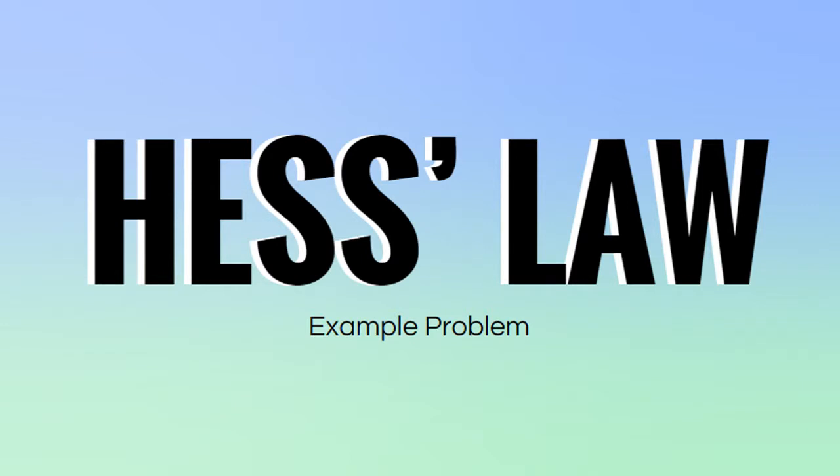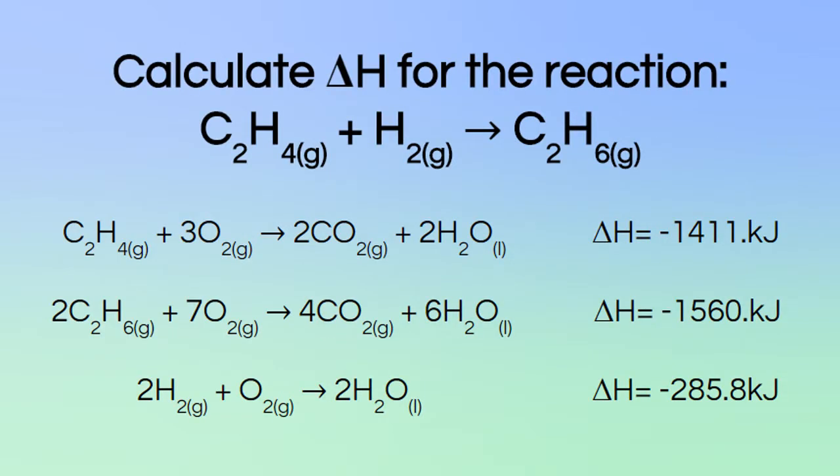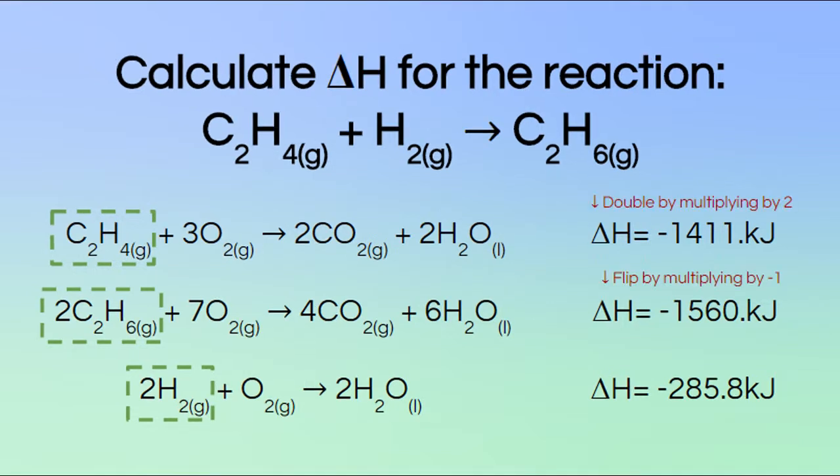Here is an example of how to do a Hess's law problem. Calculate delta H for the reaction C2H4 plus H2 yields C2H6, given the following data on the screen. A helpful thing to note when solving is to compare the elements in the reaction you're solving for and the individual reactions to see what elements you need to keep and which elements you need to cancel out. In this reaction, we can note that we need to keep C2H4, C2H6, and H2. To get the elements on the right side of the equation and cancel out other elements, we need to try to flip and multiply reactions.